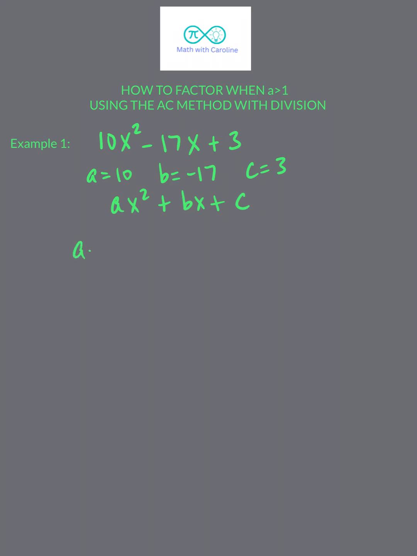The first thing you do is multiply a times c. In this case, that would be 10 times 3, which is 30. Then your next step is that you rewrite your equation like this: x squared, and then you keep your b the same, but then you change this to 30. Then this becomes a quadratic where a equals 1, and so you just have to find two numbers that multiply to positive 30 and add to negative 17. So what are those two numbers? Negative 15 and negative 2.